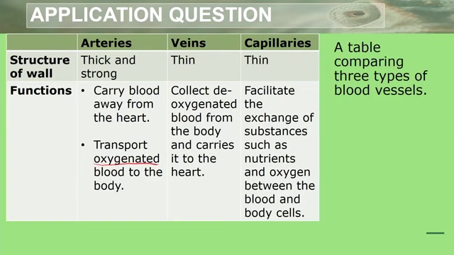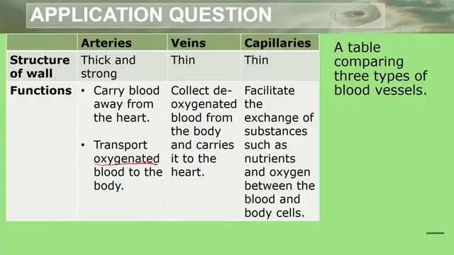By now, we also know that the pulmonary artery is the only artery in the human body that carries deoxygenated blood. The function of veins is to collect deoxygenated blood from the body. Here we know of an example of the superior vena cava and the inferior vena cava, and these carry the blood to the heart.